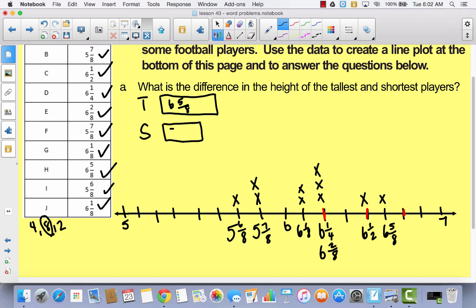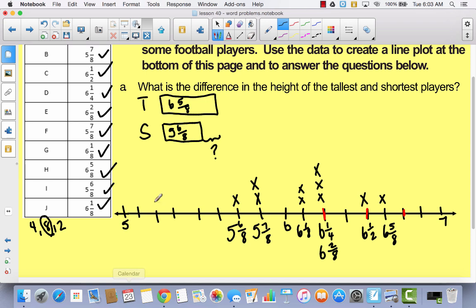And they're asking for the difference. Where would the difference be in this diagram here, or this model? Well, the difference would be this area right here. How much area there is from the shortest player to the tallest player. So this is what I'm trying to find out.